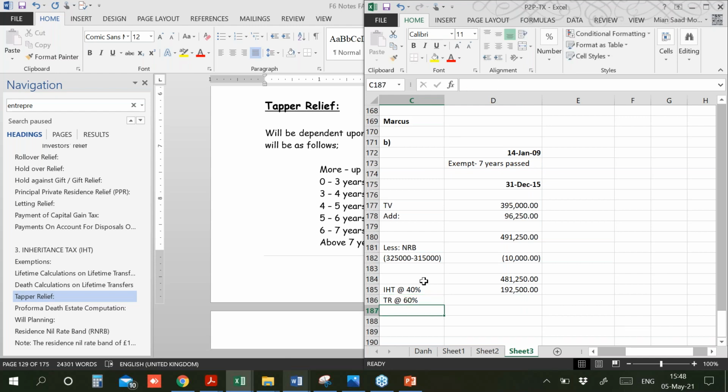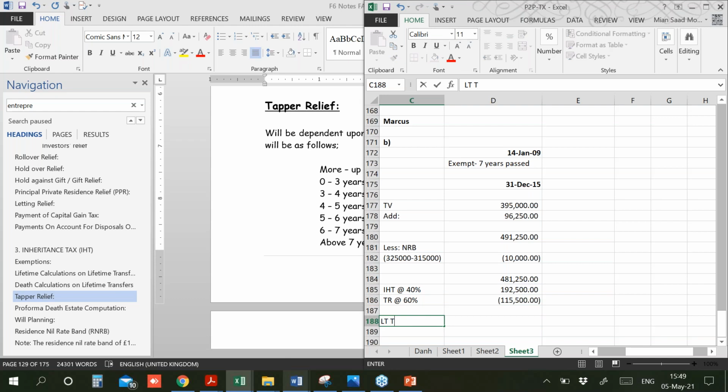Guys, I want to tell you one more important thing that you always have to remember. There are two deductions that are allowed for IHT at death. One is taper relief and another is lifetime tax already paid. But do remember, the order should be the one that I am telling you. Taper relief always gets deducted first, then you deduct the lifetime tax already paid. So I will first deduct the taper relief, that is 60% of that amount. And if I put minus in the start of the formula, it will automatically convert the figure into a negative.